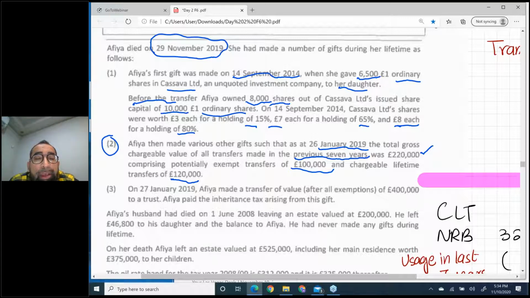Only the CLT, because if she's alive there is no tax on a PET. If she's alive, no IHT is computed on a PET. So in the last 7 years, they have only computed IHT on 120,000, not 100,000. So if we need to calculate any IHT on a CLT now, you have to see the last 7 years, and in the last 7 years only 120,000 is chargeable.